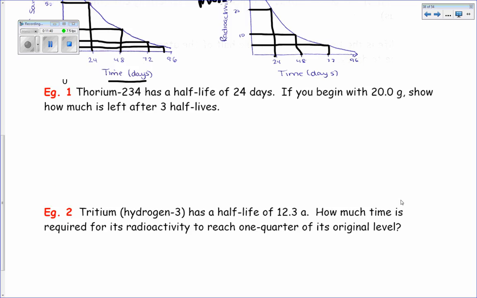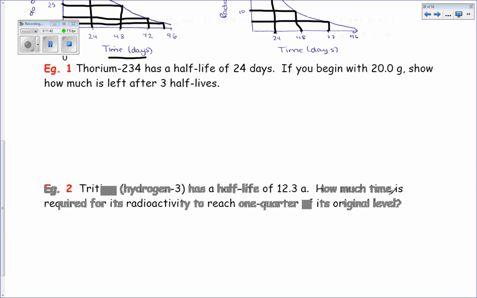Okay, so now to a couple different types of calculations that you have to deal with for half-life. The stuff that you have to do is going to be quite simple. Like I said, no logarithms. So when you solve for an exponent, it's going to be an easy thing to solve for. You won't be solving for a part of an exponent. And this is an example here. Thorium-234 has a half-life of 24 days. If you begin with 20 grams, show how much is left after 3 half-lives.